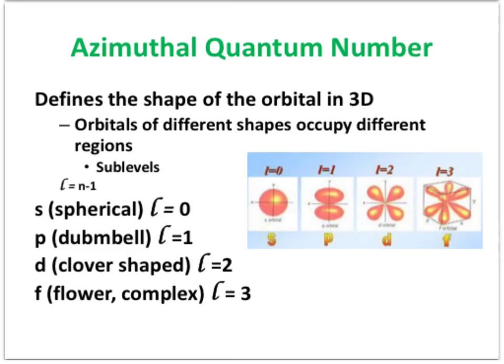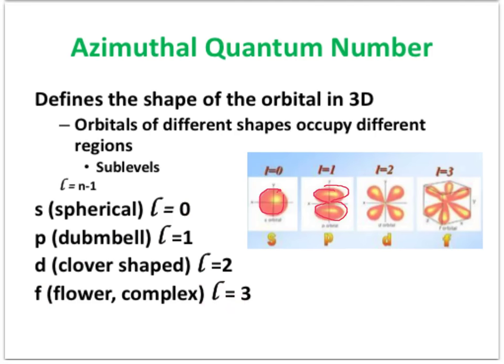The azimuthal quantum number defines the shape of the orbital in 3 dimensions. Is this orbital spherical, or dumbbell, as we've seen before? So it describes the shape. Because the orbitals have different shapes, they're going to occupy different regions, and that's what we call our sublevels. We have the s sublevel, which is spherical, and the l value is 0. The p sublevel, dumbbell, the l value is 1. The d, l value is 2. And the f, l value is 3.